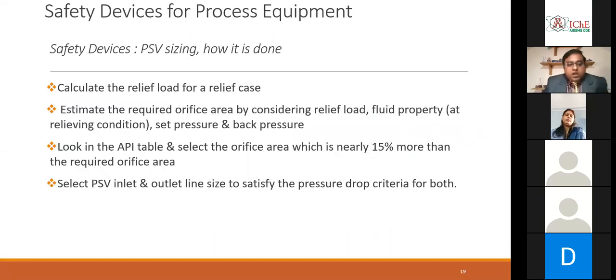Okay, and then after you have selected the PSV, you have to select the inlet and outlet line sizes. Means from the vessel, it has to connect to the PSV through an inlet line, and from the PSV, it has to go to the outlet system, either atmosphere or a flare, through an outlet line. You have to size it properly so that it satisfies the pressure drop criteria. So there are pressure drop criteria which I will tell you later, which need to be satisfied.